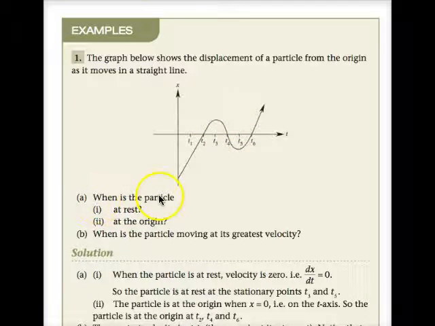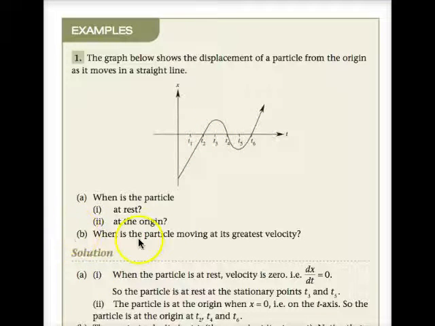The next question was, when is the particle at the origin? Particle at the origin has got to do with displacement, and that will be when x is zero. So the particle is at the origin when x is zero, which means at these places on the t-axis. So therefore the particle is at the origin at t2, t4 and t6.